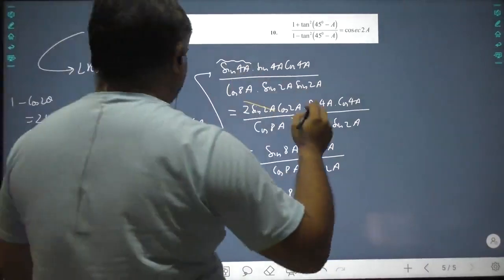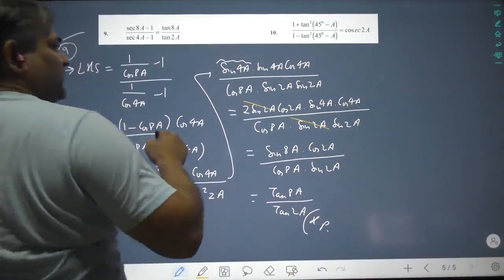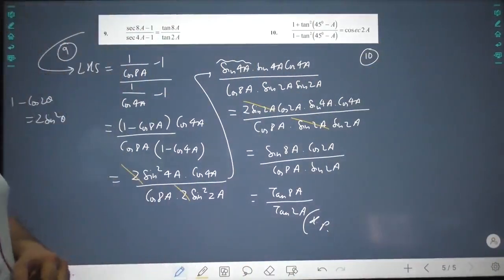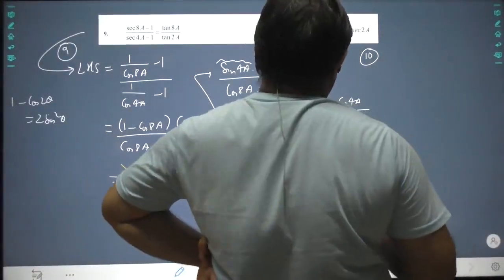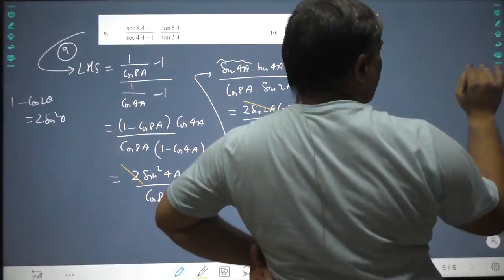Let us look at question number 10. 1 plus tan square theta, 1 minus tan square. I think that it is going to be 1 plus tan square theta. Okay, students. Let us convert it to sine and cos.